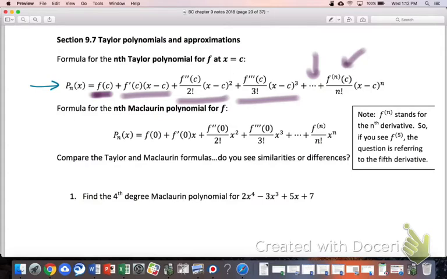Okay? Question, McKenna. How do you find c? You don't find c. It's told to you. They'll say find the fifth degree Taylor polynomial centered at x equals 2. Therefore, we'll use a 2.